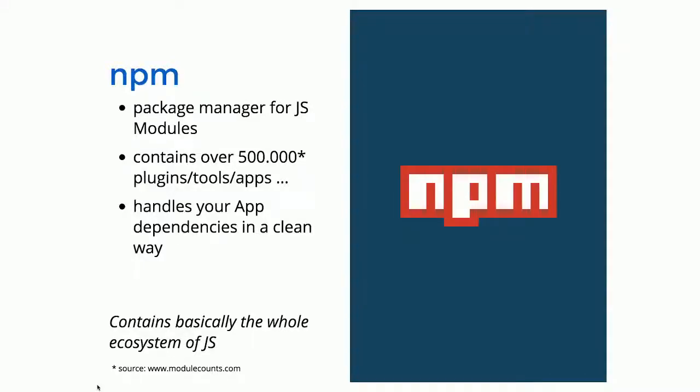And yeah, up to this day, NPM has more than 500,000 packages. So 500,000 JavaScript modules that you can use in your application. So a whole lot of functionality that you don't have to implement yourself anymore, but you can just go out there and use it. And NPM makes it really easy for you to manage the dependencies of your application.